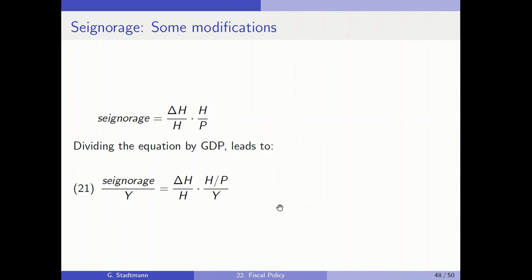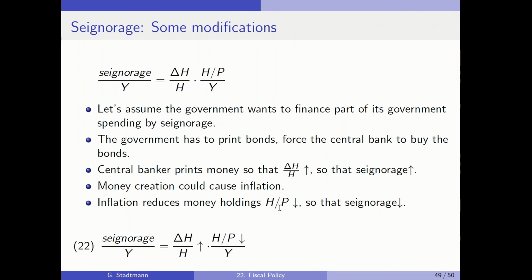Now it is time to interpret this relationship. So let's assume that the government wants to finance part of its government spending by seigniorage, and the government has to print some bonds and forces the central bank to buy the bonds. So the central banker prints money so that the monetary base increases, and this has a positive effect on seigniorage.